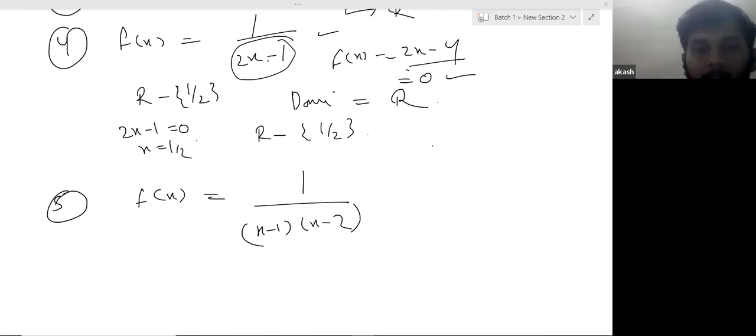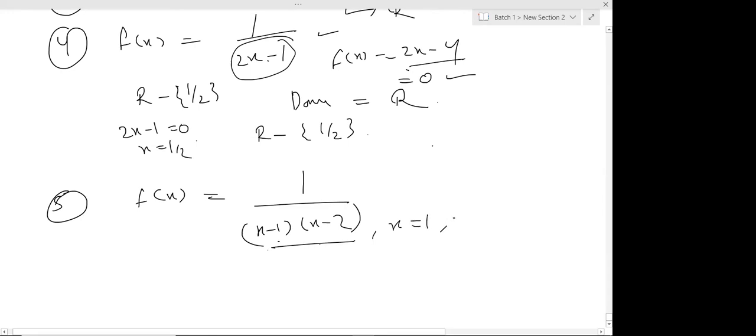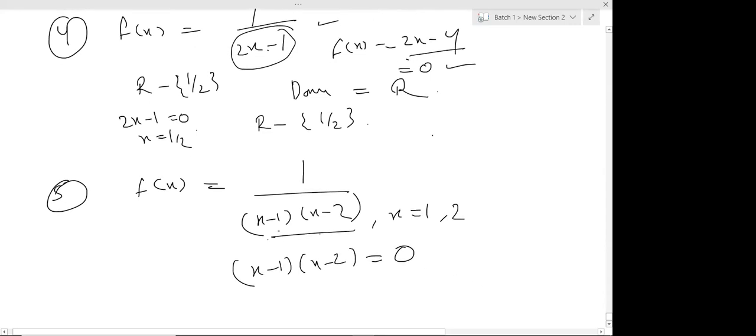All right. See, in the denominator, you don't want 0. So they will be 0 when x is either 1 or 2, right? So the domain is R minus {1, 2}.